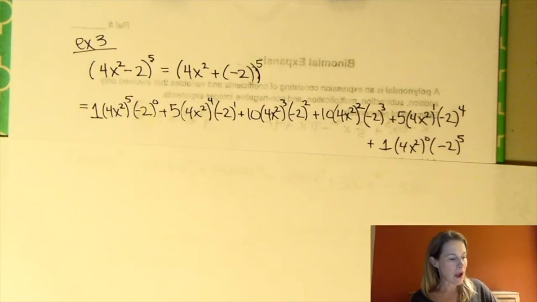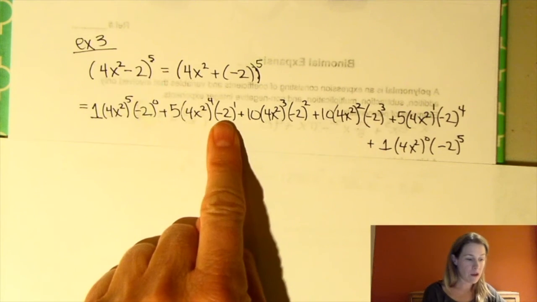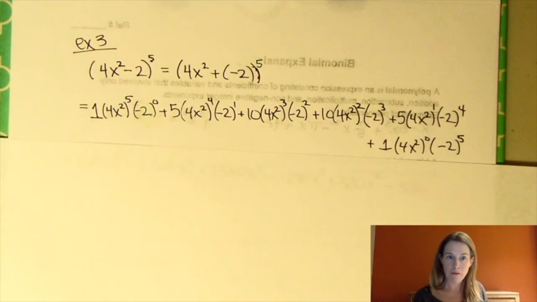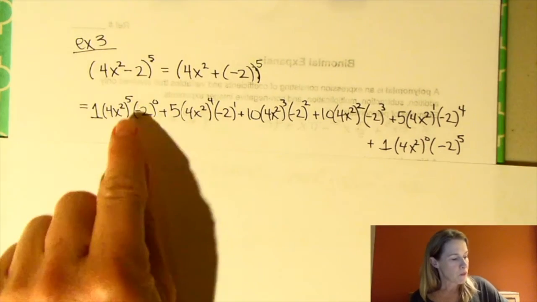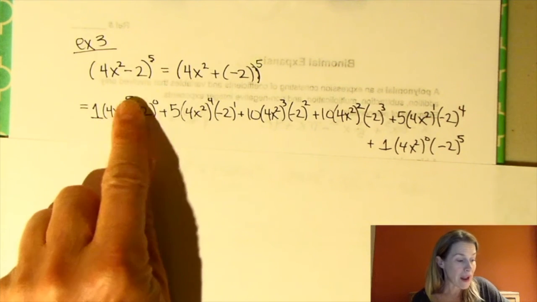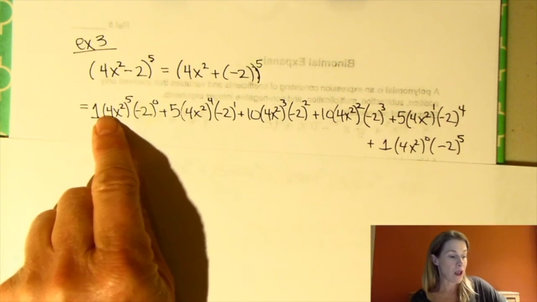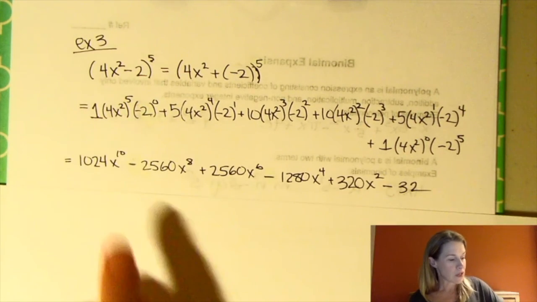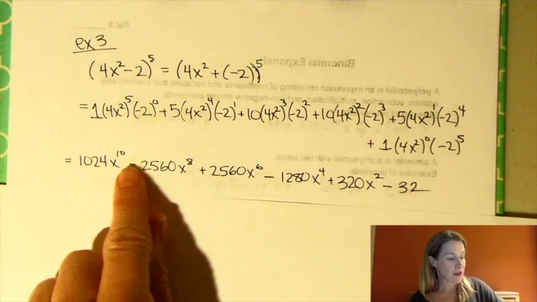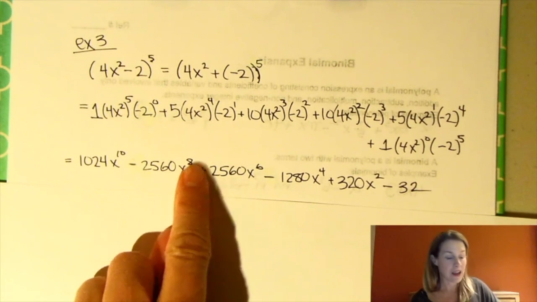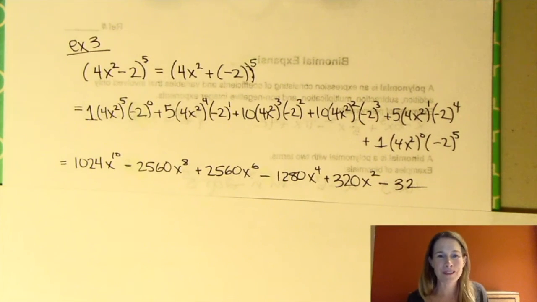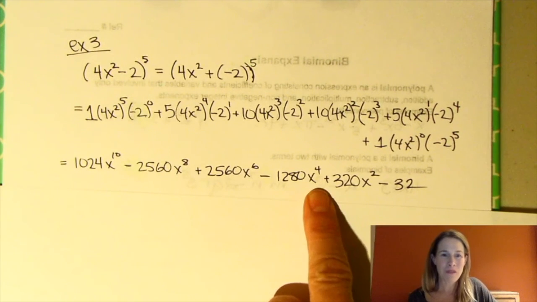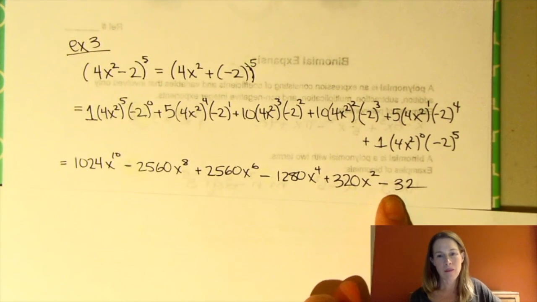Anytime I have an odd power on that negative 2, I know that term is going to be negative. Anytime I have an even power on the negative 2, I know that term will be positive. So I went through and I simplified and expanded. Of course, the power, this 5, would go on both the 4 and on the x squared. So I'd have 4 to the 5th power and x to the 2 times 5, or 10th power. So here's my result. 1024 x to the 10th power minus 2,560 x to the 8th power plus 2,560 x to the 6th power minus 1,280 x to the 4th plus 320 x squared and minus 32.